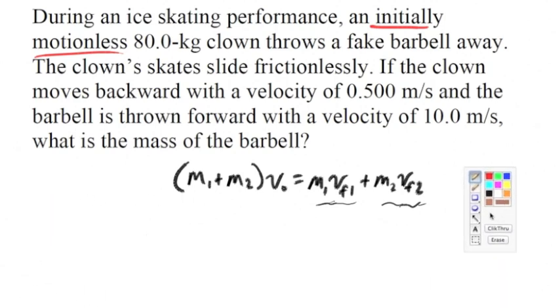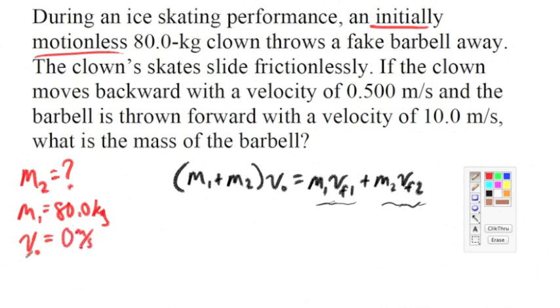If we start out, we say, all right, I want to know the mass of the barbell, mass 2. I know the mass of the clown is 80 kilograms. I know the velocity original of both the clown and the barbell. We could say v original 1, v original 2, or just total v original, is 0, which also happens to be the velocity of the center of mass. So this whole side of the equation will end up being 0.